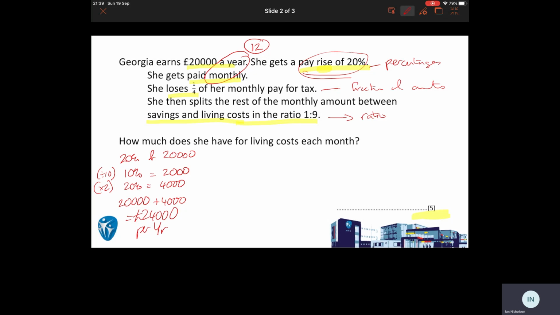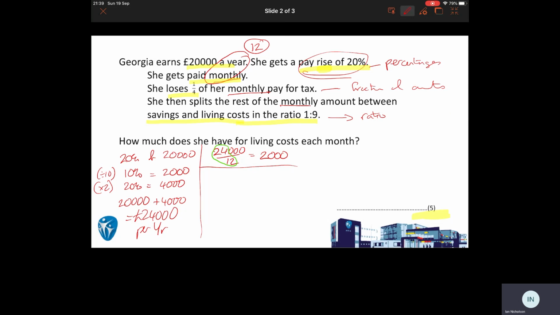Remember, we actually want this to be a monthly thing. So I think at this point, as everything else mentions monthly, we should get that to months. So 24,000 divided by 12. Again, like we did on the do now bit at the start, 24 divided by 12 is 2, and then throw the 3 zeros on the end. So actually she gets paid £2,000 a month.